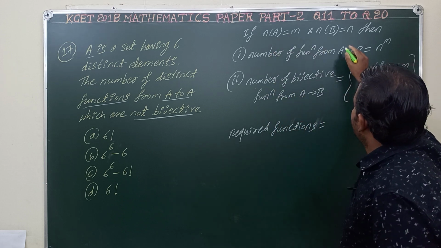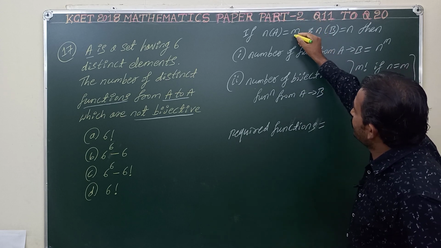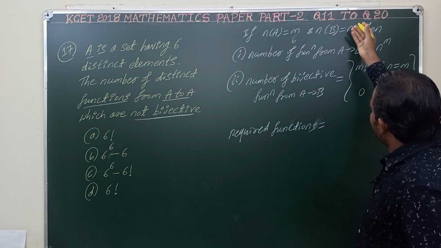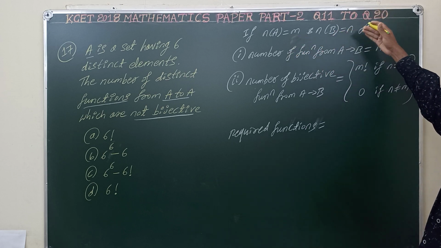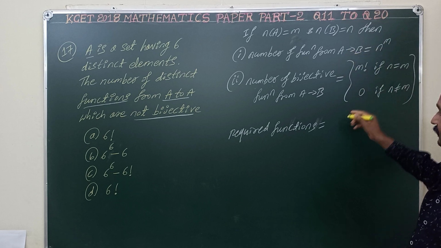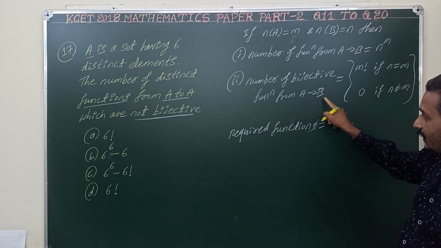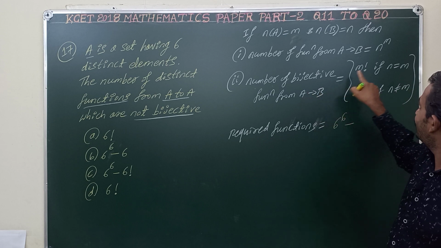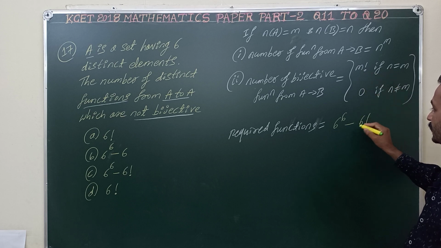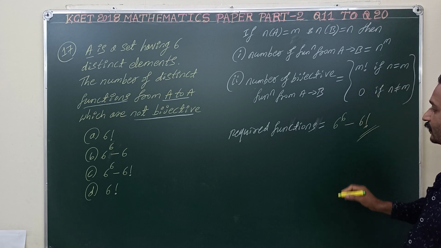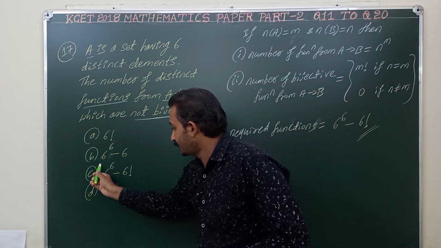Here A to A, number of A is equal to m, here in this case 6. The number of B is also in this case 6. So number of A is 6, number of B is 6, A to A is 6 to the power of 6, minus number of bijective functions A to A. In this case, n is 6, m is 6, so 6 factorial. So 6 to the power of 6 minus 6 factorial is the correct answer. In this case, option C is correct.